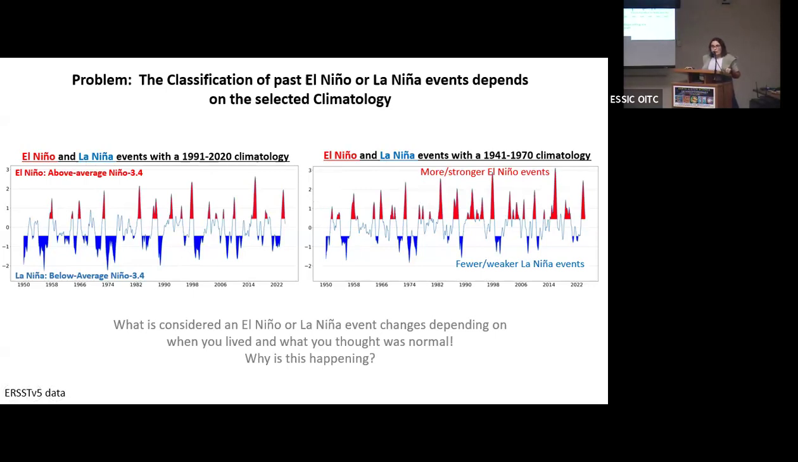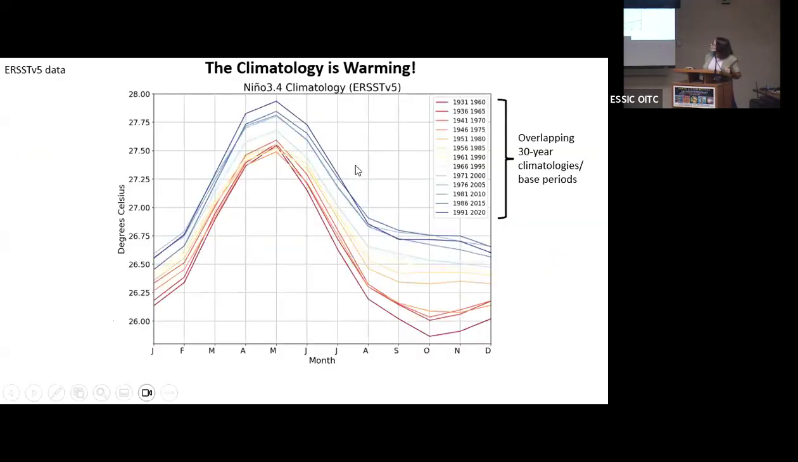All right. So this is a little problematic, because we don't want to be living in the 1950s and experiencing a La Nina that is defined on a climate that occurred up to 70 years later. That makes no sense. That wasn't the climate at the time in the 50s. So why are we doing this? So why is this happening? All right. Very simple answer here.